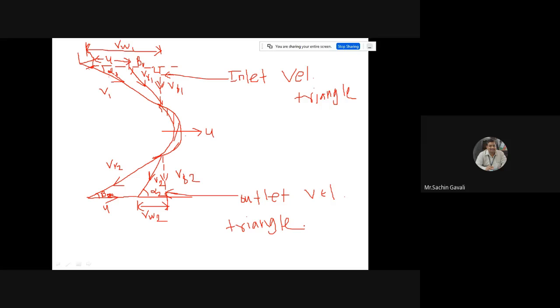Anybody having a problem with this now? At least you understood what is meant by vw1, beta 1, beta 2 and alpha 2. Alpha is related to the nozzle: alpha 1 is the nozzle angle at inlet and alpha 2 is the nozzle angle at outlet. Anybody have doubts? All the analysis afterwards depends on this triangle. But I will continue.